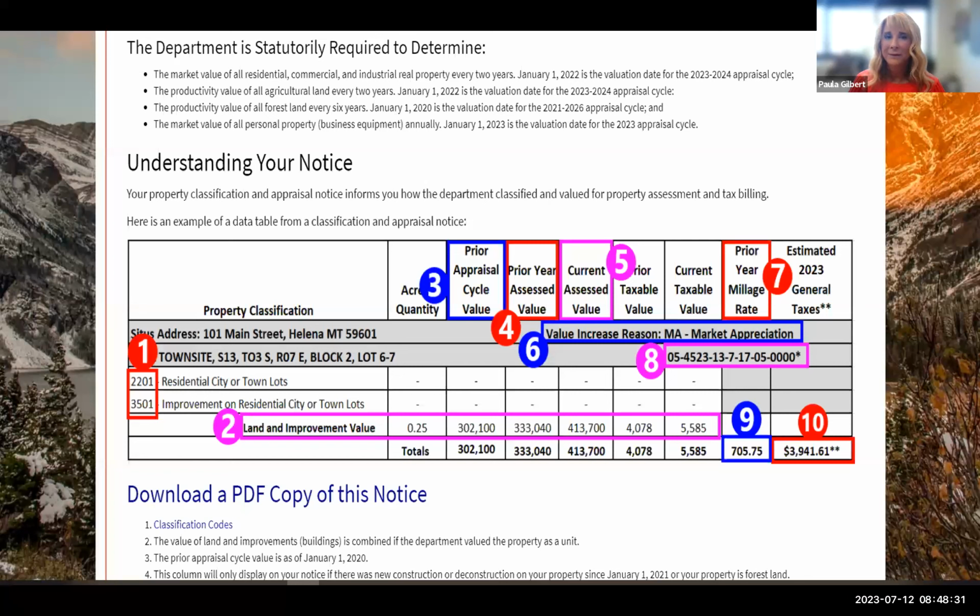We're going to talk about this a little bit more, but remember that truly as taxable value increases, those mill rates should float down. I skipped over number 8, which is your geocode, which is just a locational code that we use. Each property has a unique geocode.